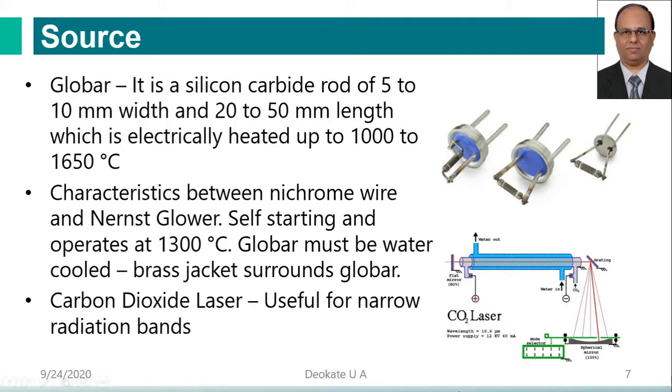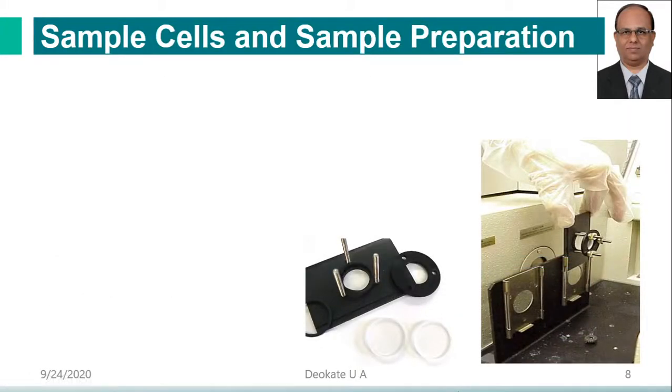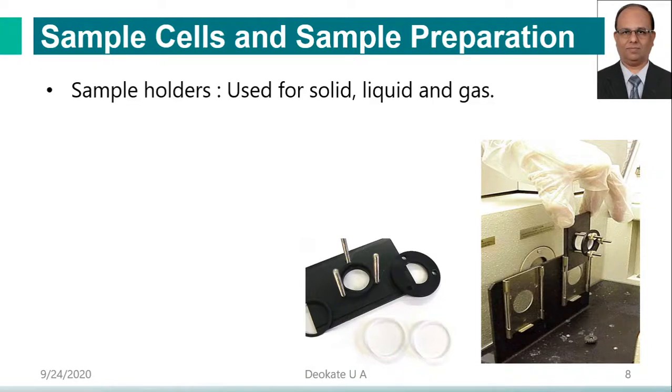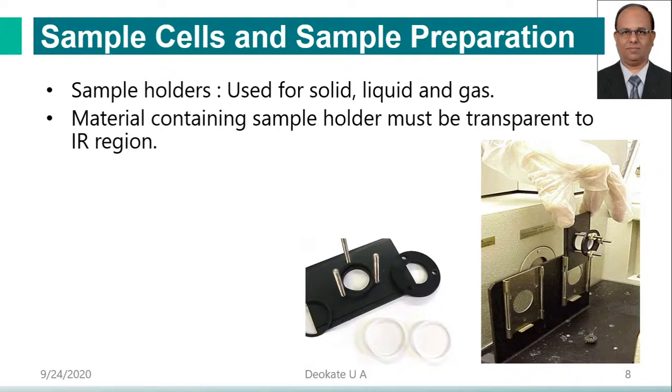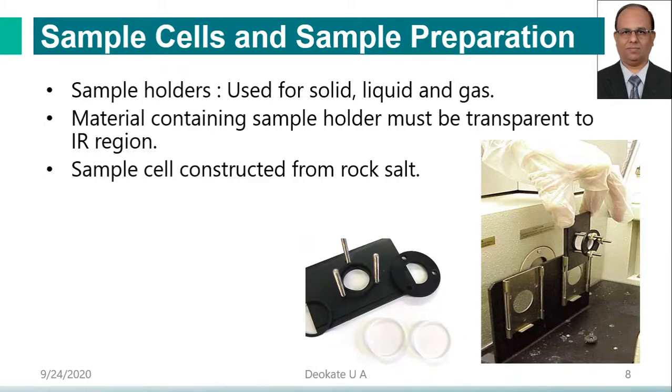Now we'll see the second component, that is the sample cell and the sample preparation. The sample cell or sample holder is used for different types of physical state, that is either solid, liquid and gases. The material of the sample holder must be transparent to the IR radiation. So we cannot use glass cuvettes or quartz cuvettes because glass and quartz are not transparent to the IR radiations.